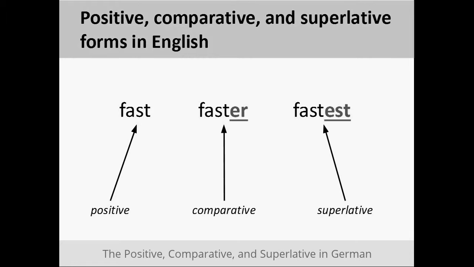When a comparison is being made between three or more persons or things in a sentence, the superlative form of the adjective is used. In English, the superlative is usually formed by adding the suffix -est to the positive form of the adjective. You can see the superlative form of fast, or fastest, on the screen. As we will see in this presentation, German constructs the comparative and superlative forms of its adjectives in a similar manner.